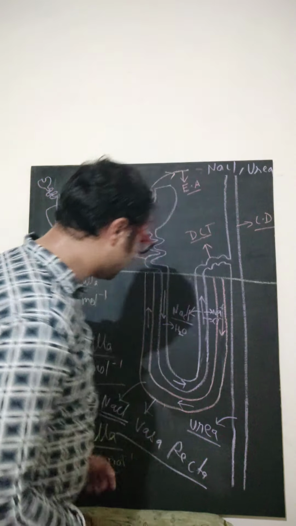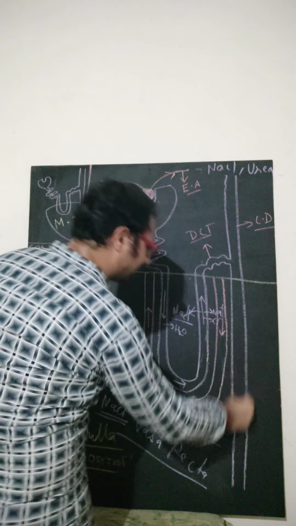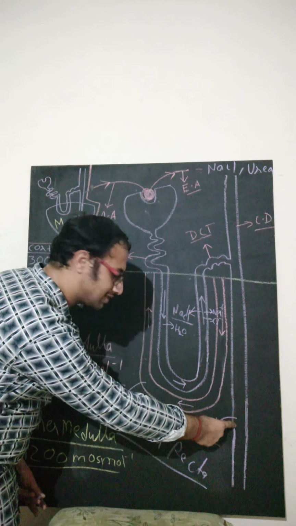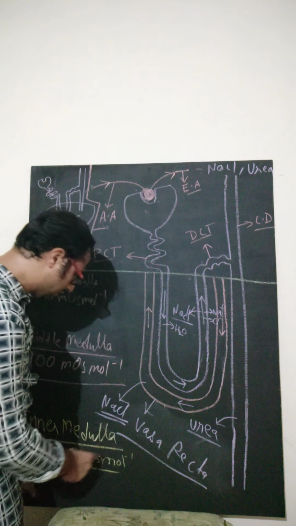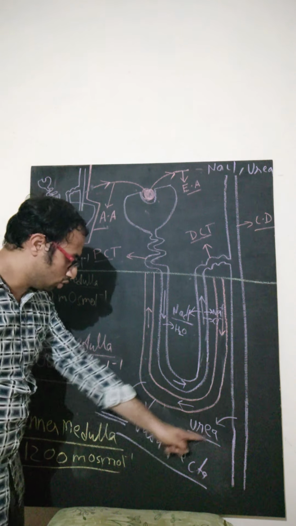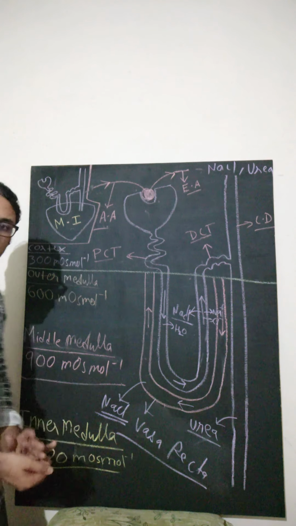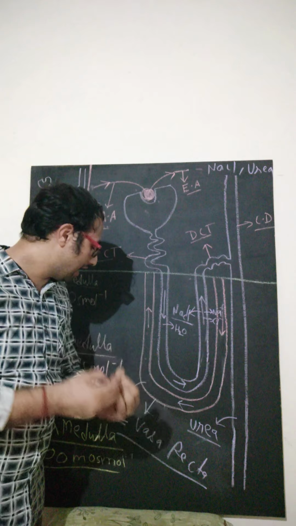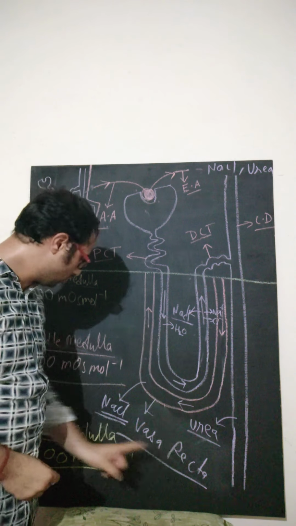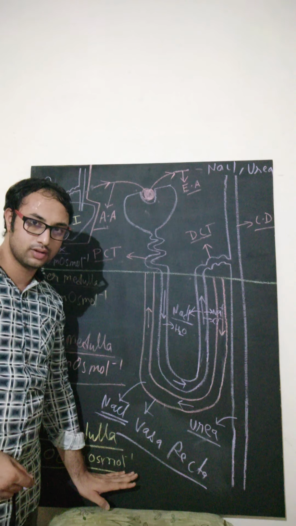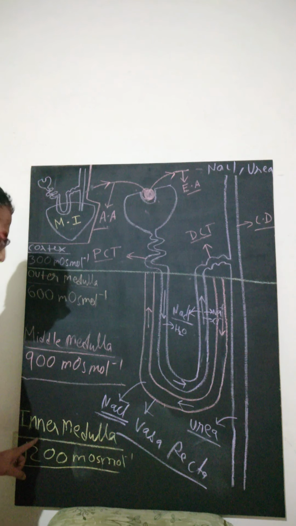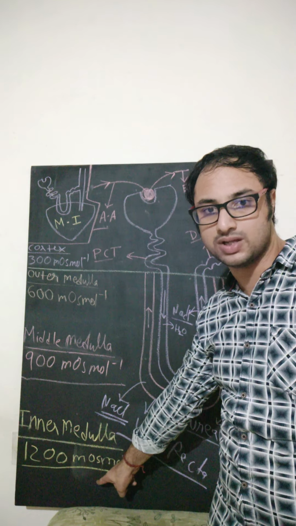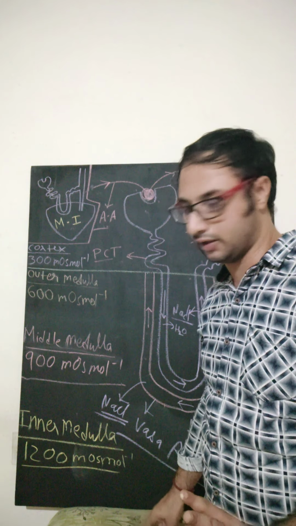Now one more thing is there. From this collecting duct, see, this collecting duct secretes a small quantity of urea also into the medulla. So in this inner medulla, the concentration of two solutes or two compounds is very, very high. What are those two compounds? NaCl and urea. Clear? That's why the osmolarity of the inner medulla is very, very high. That is how much? 1200 milliosmol per liter.